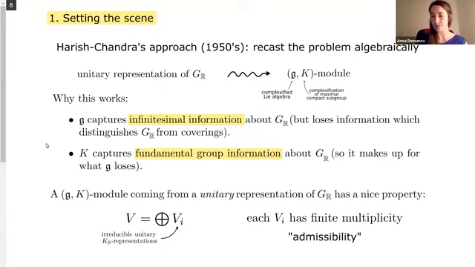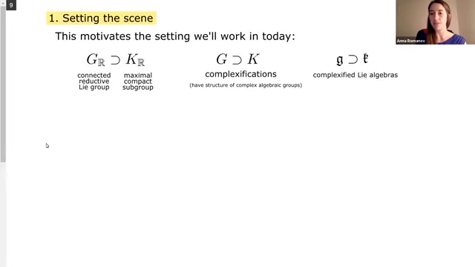But each of these irreducible representations only shows up finitely many times, with finite multiplicity, and this is a property that we call admissibility. This motivates the general setting which I'll be working in today. We'll start with a connected reductive Lie group, and within it we'll fix a maximal compact subgroup. Then we'll denote by G and K, without the subscripts, the complexifications of these groups. These have the structure of complex algebraic groups.